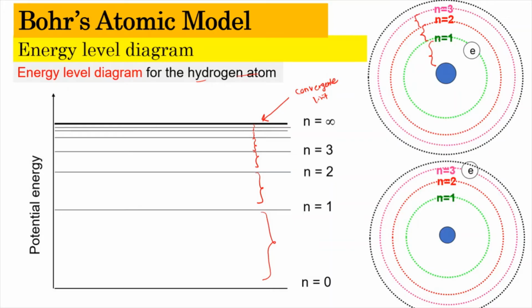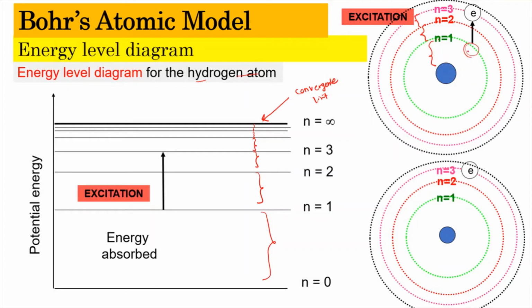Okay, and as I have mentioned just now, the diagram should be consistent with what you see in the energy level diagram. So let's say I have an electron in the orbit n equal to 1. When the electron absorbs energy, the electron is going to be excited to a new, higher level, which is n equal to 3. This means the electron is excited to a higher energy level, from n equal to 1 to n equal to 3.